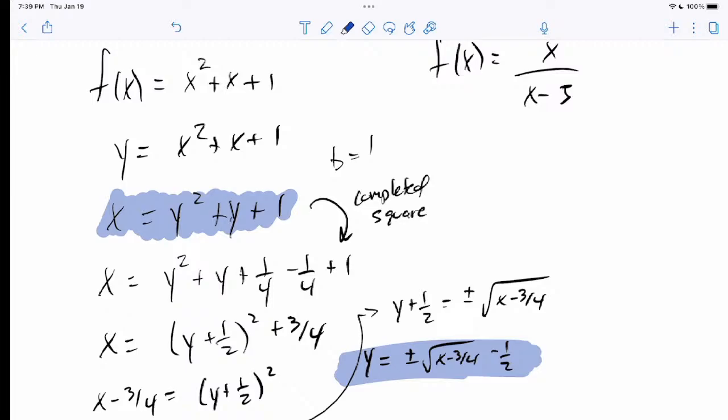Wahab, hello. Sure thing, sure thing. So for completing the square here, let me go over that.